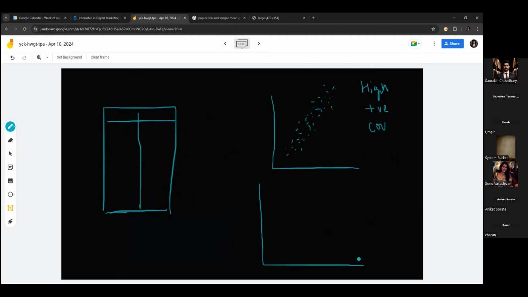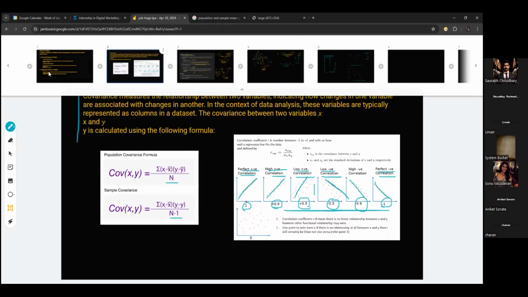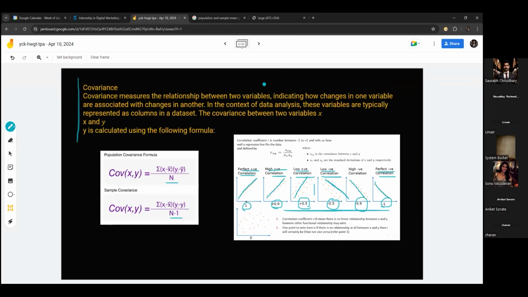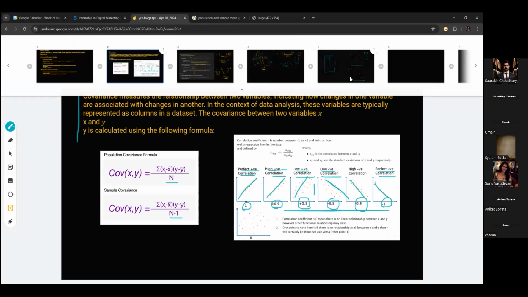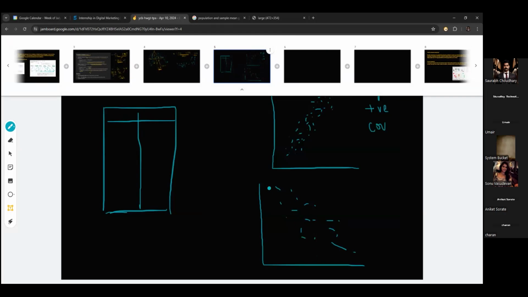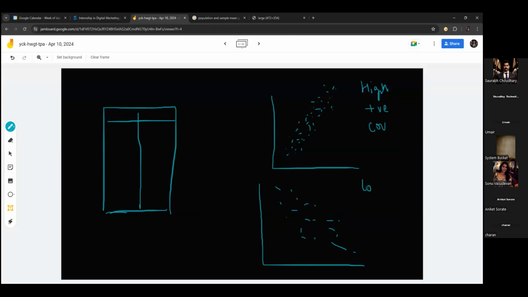Okay, what if you see something like this? Then what will you say? People are saying negative, high negative. I think low negative. Negative is fine. I think it's very low because there is not much of a proper pattern. Low negative covariance.